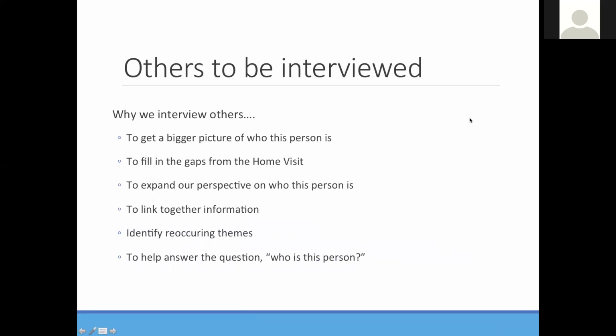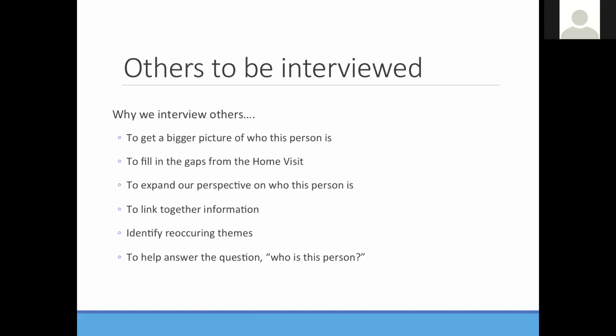So why do we want to interview other people? We've got to get a bigger picture of who the person is. It also helps us fill in gaps from the home visit. There are going to be questions you have. There's going to be information where you're going to say, that's just not adding up.